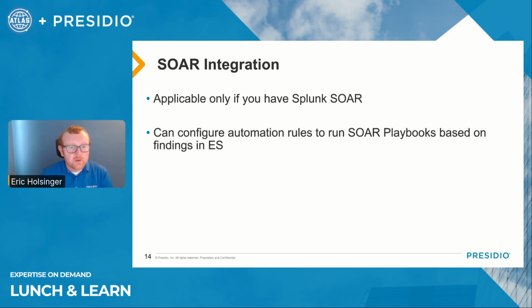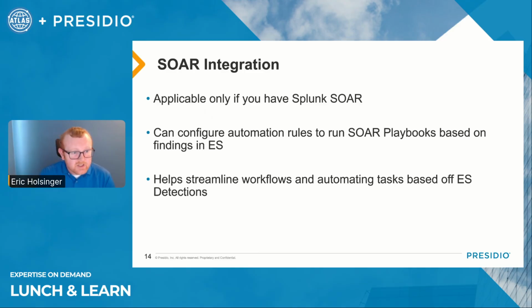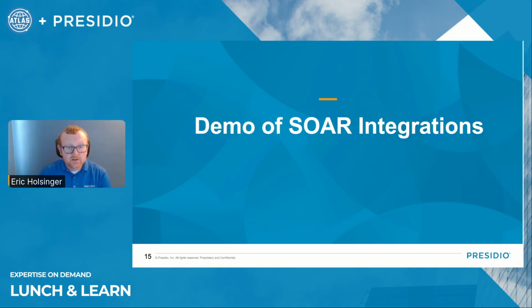So you can configure automation rules to run SOAR playbooks based on those findings in ES. Those detections that we're running, you can run SOAR playbooks based off those findings. And this definitely helps streamline workflows and automate tasks based off those detections.